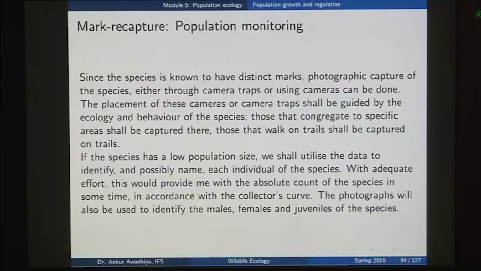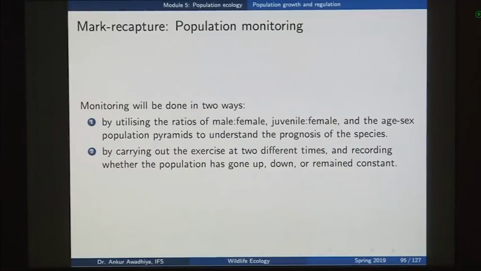And with adequate effort, this would provide us the absolute count of the species in some time in accordance with the collector's curve. The photographs will also be used to identify the males, females and juveniles of the species. Now, why do you want to know the males, females and juveniles? Because that gives you an indication of how this population is going to perform in future. If you have a population that is all full of males or all full of very old females, then the population may suffer a decline.